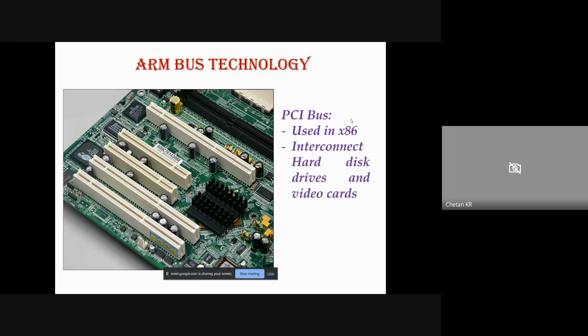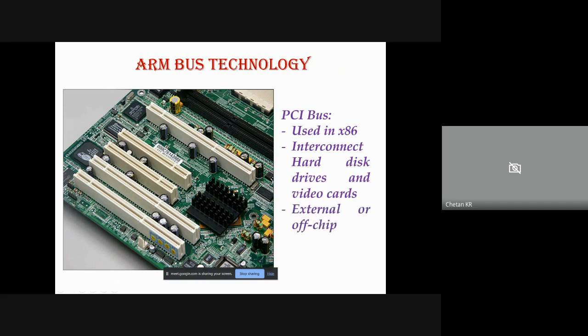And why are you using a bus? Because we want to interconnect our motherboard or the processor board to hard disk drives. All your hard disks will be attached to that drive. Or even video cards, graphics cards and other things you want to interconnect. So from the processor, you want to interconnect the hard disk drives or the video cards. We were using a bus called the PCI bus. You can see the various slots here, the white colored slots in the motherboard. This is a complete PCB of the motherboard, and various slots are available for connecting.